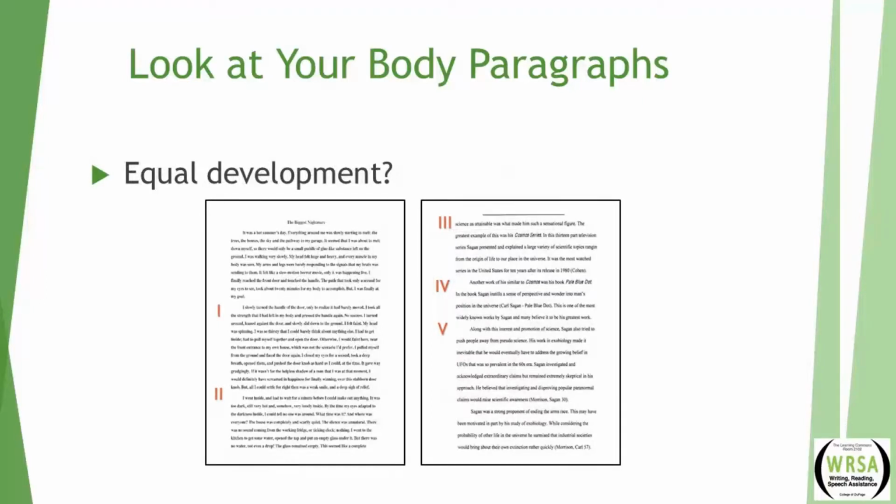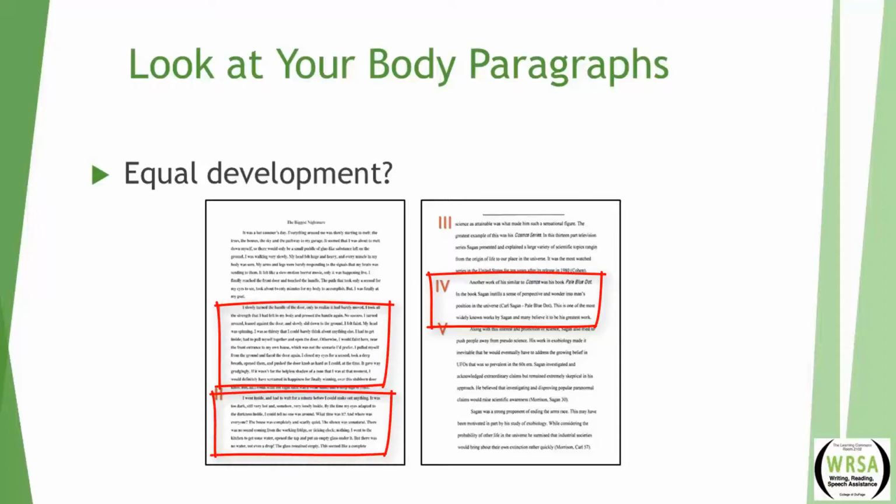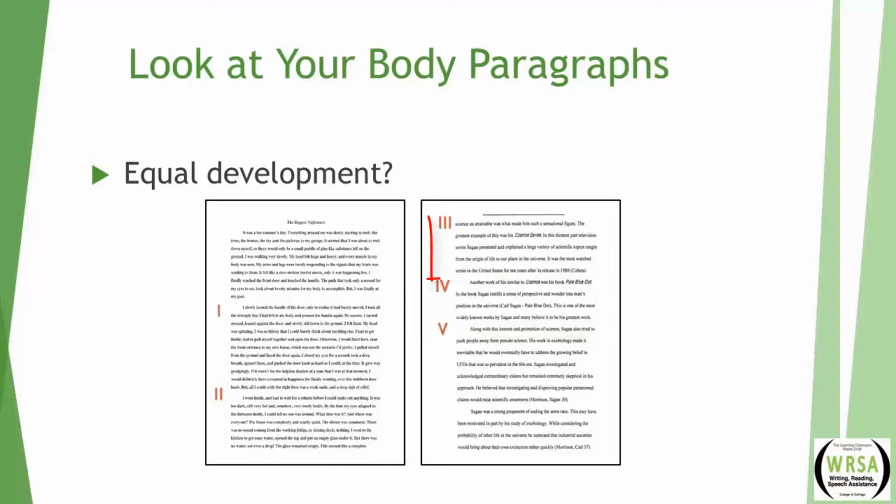When you look at your paragraphs, are all the paragraphs developed about equally? For an academic paper, we usually want all the body paragraphs to be developed equally. So if you look at this sample that I have up here, I see that paragraph 4 is definitely shorter than 1 and 2. And in fact, 3 is a little bit shorter too. It looks like I was running out of gas by the time I got to paragraph 4.